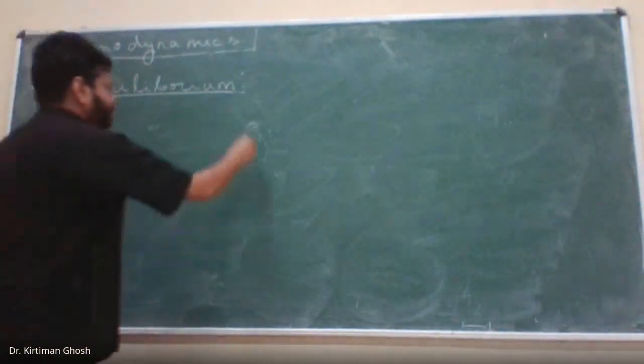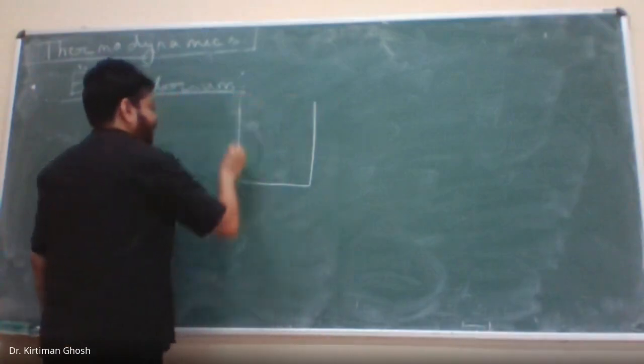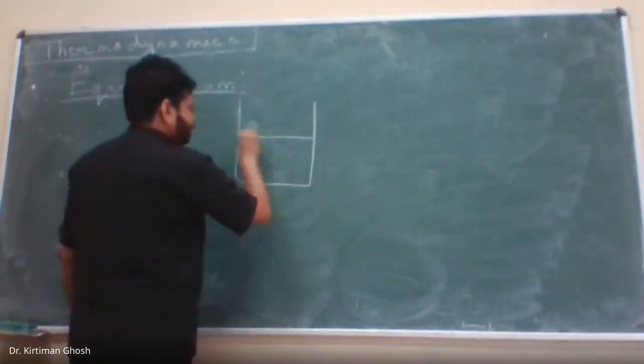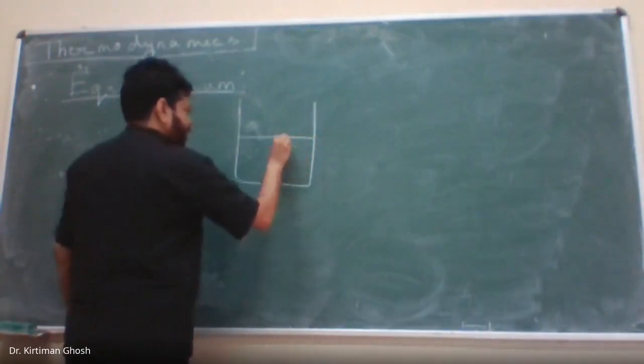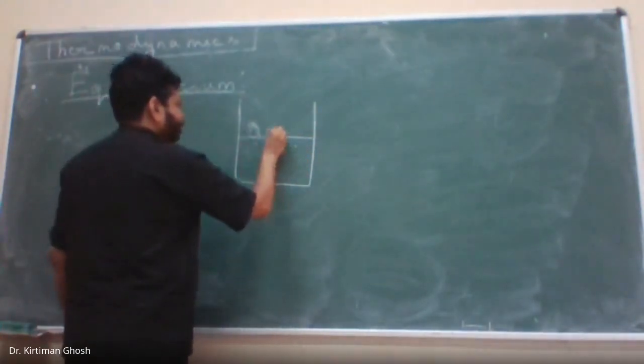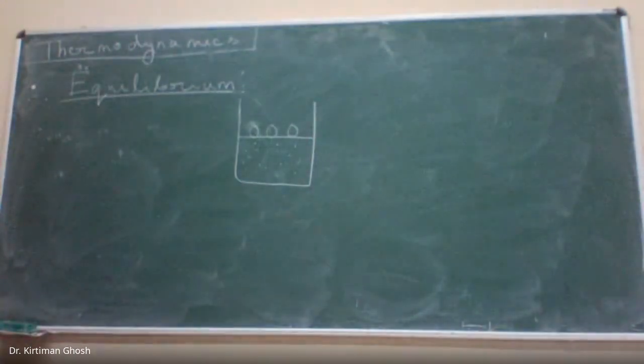Let us assume that this is a cylinder and it has some gas inside it. There is a piston, this is the piston. There is some gas inside it. I put some weight here. Okay, so I put 3 weights here.